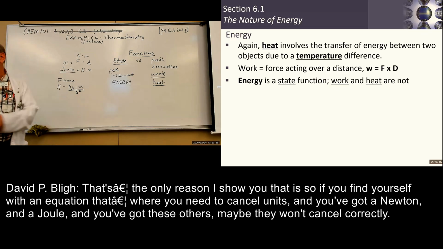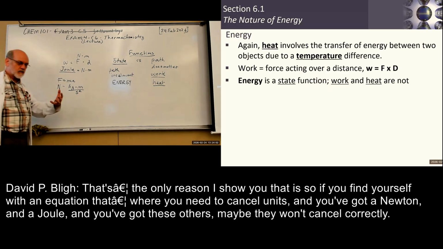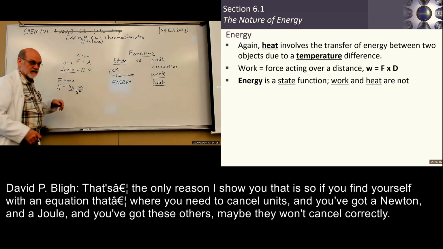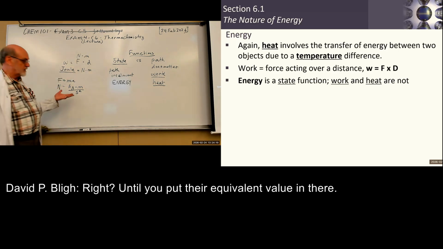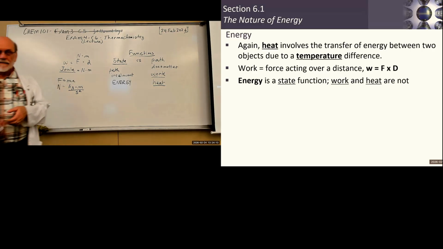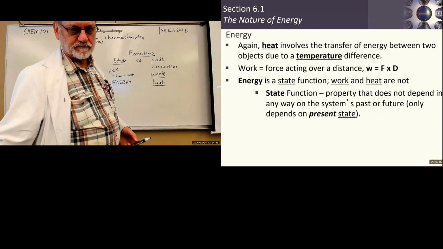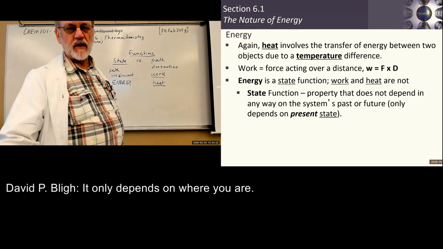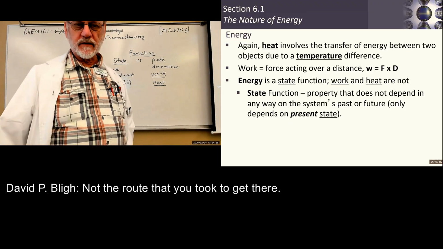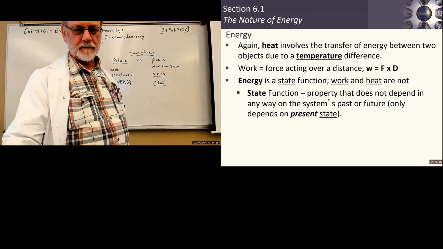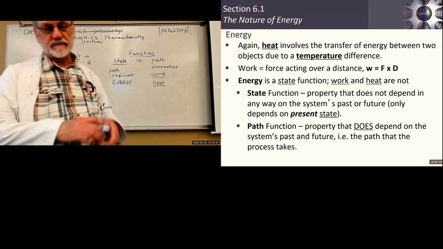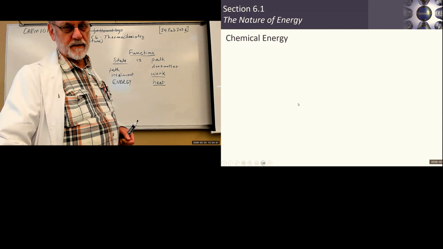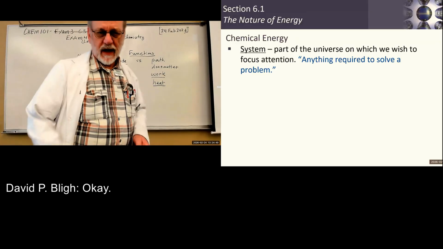The only reason I show you that is so if you find yourself with an equation where you need to cancel units and you have a Newton and a joule and these others, maybe they won't cancel correctly until you put their equivalent value in there. Okay. So this is a definition of a state function. It only depends on where you are, not the route that you took to get there. A path function does matter, the route that you take to get from one point to another. Okay.